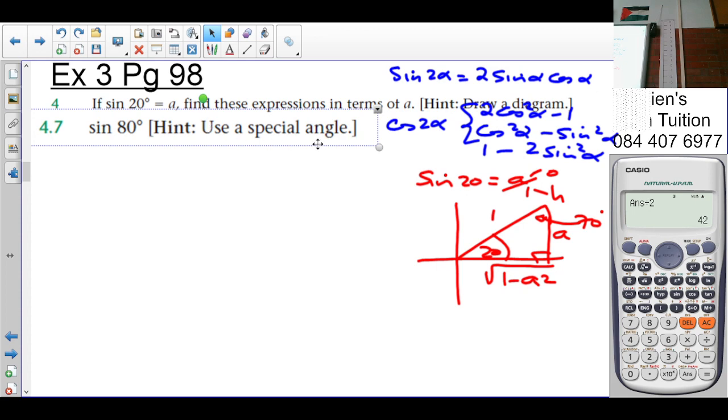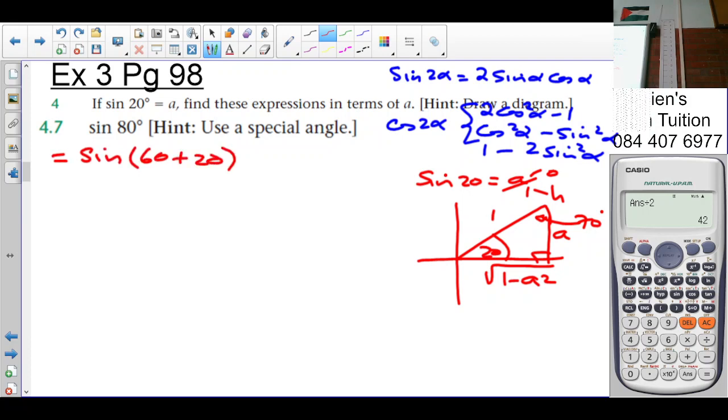We got sine of 80. But sine of 80 has nothing to do with sine of 20. Not so? You'd think so, yes, but it does. We add a special angle. So here, we're going to say sine of 60 plus 20, or 20 plus 60. Remember, it's without the calculator, so it must go into special angles.